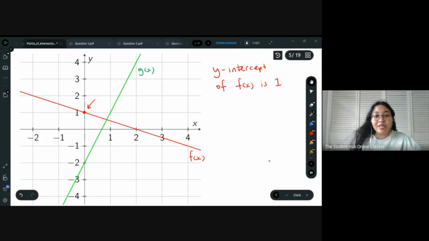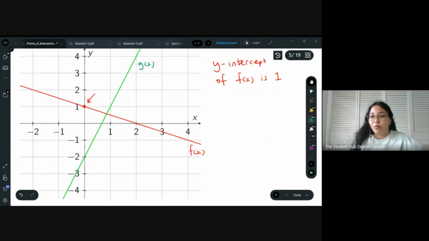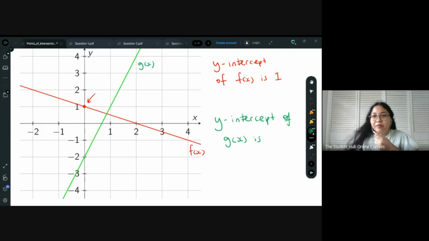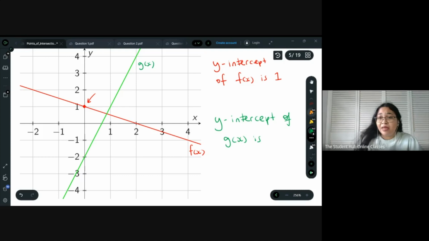Okay, what about the green one? What about g of x? What will the y-intercept of g of x be? Okay. Piana. Okay, so -2, Faith, -2. Does everybody see that it's -2? Right? Because g of x, it's cutting the y-axis at this point, at this value of y, so -2.